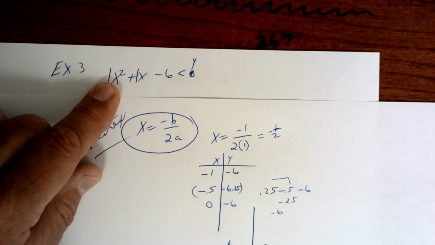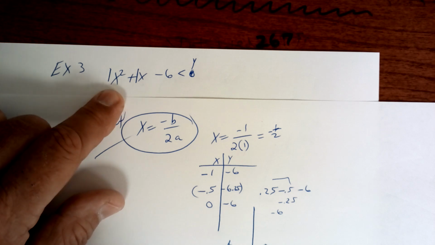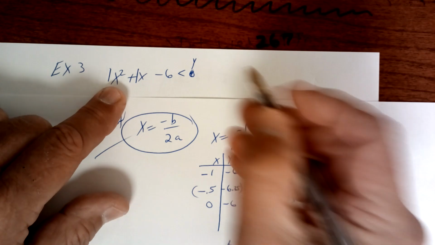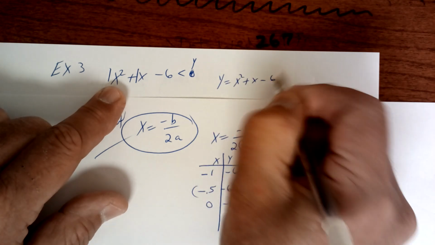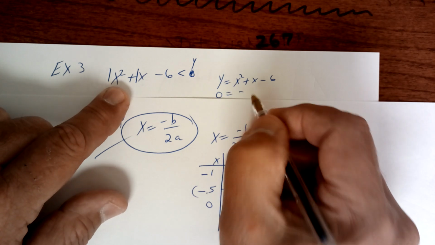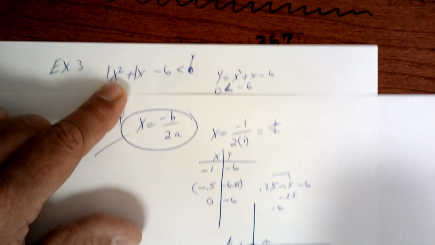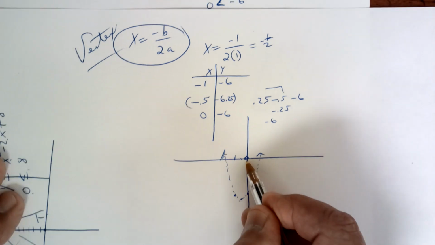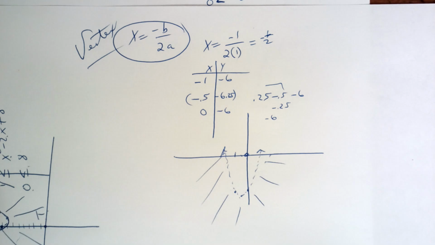Okay, so we're looking for true or false. So if we use 0, 0, let me rethink that. And if we use 0, 0, we get 0 is less than negative 6, and that's false. So if I use 0, 0 on this one, it's false. So the outside must be true, and that's how you do it. Today's work is right here.